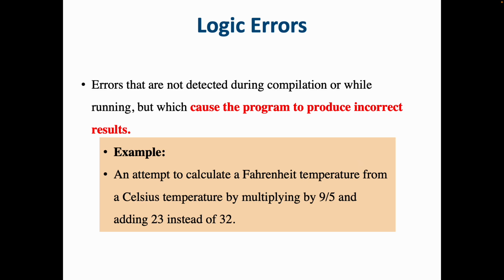Let's say that you want to calculate a Fahrenheit temperature from a Celsius temperature. What you need to do is multiply it by 9 divided by 5, and then add 32. But if you made a typo and you just add 23, then yes, this is a logical error. And it is hard to find, because you just need to be careful, double check your outputs to see if it is your expected output, and it is harder to debug.